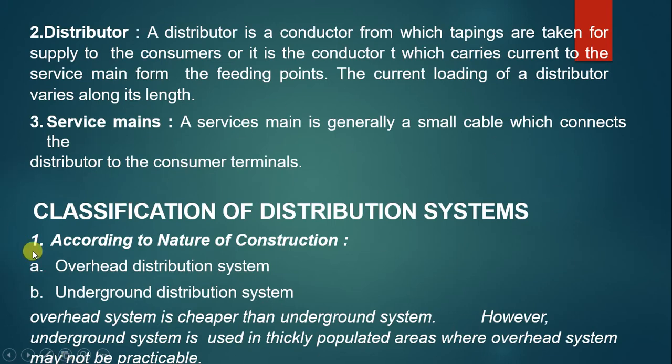Okay, so we have two classifications in distribution according to the nature of construction: overhead systems and underground distribution systems. Overhead systems are cheaper than underground systems, but underground systems are used in thickly populated areas where overhead systems may not be practicable. Within Chennai you can see a lot of underground distribution systems. From the substation to your street there will be some underground wiring, because it is densely populated. If the population density is high, there is a high probability of electrical accidents.